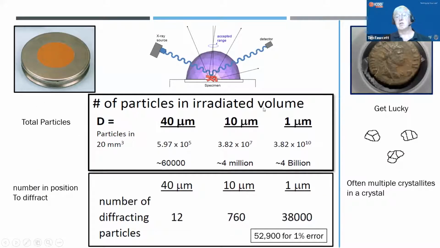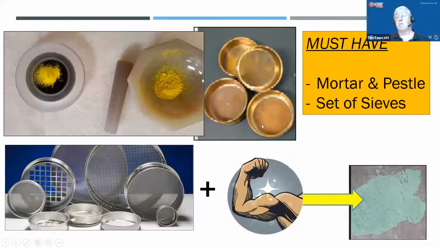But because of these considerations, we're always driving to try to get down to this smaller particle size. Now, how do we do that? Well, we use our muscles and we use a mortar and pestle. So the first basic equipment every lab should have is a mortar and pestle, because we're trying to grind samples down to this fine dust.